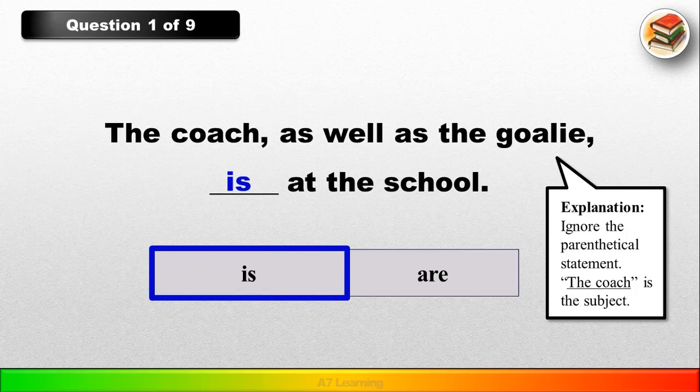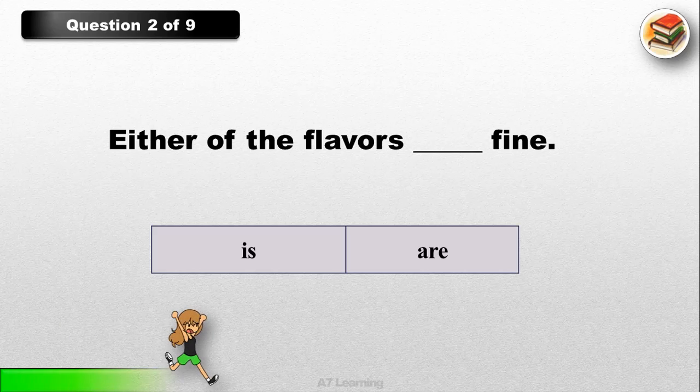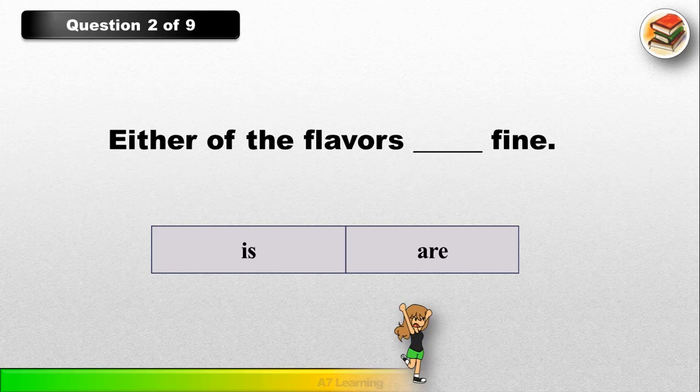If you answered "is," you are correct. That would be an example of a parenthetical. The coach, as well as the goalie, is at the school. Since it's in parentheticals, we don't pull that into the subject-verb calculation because we're just talking about the coach. How about this one? Either of the flavors blank fine, is or are.